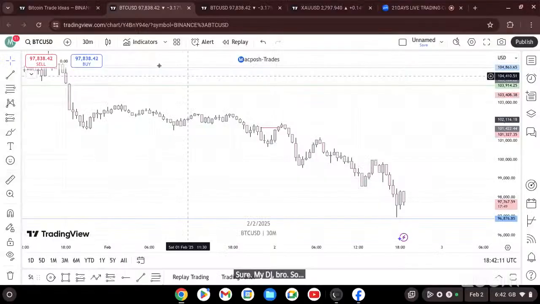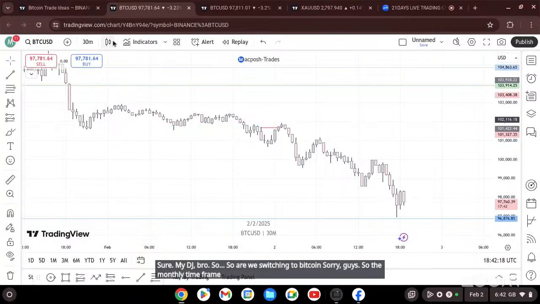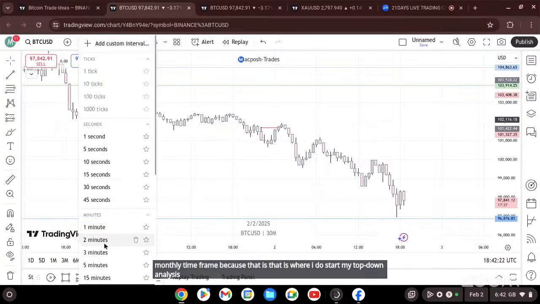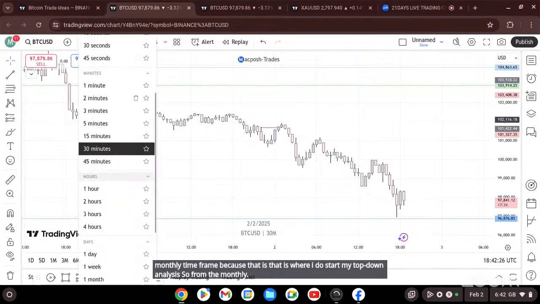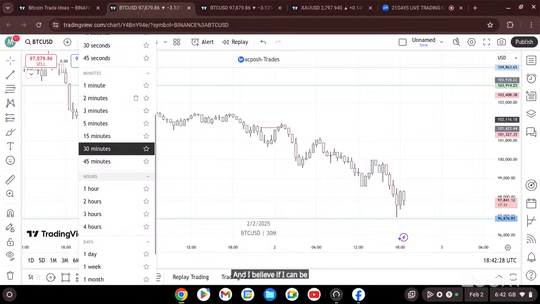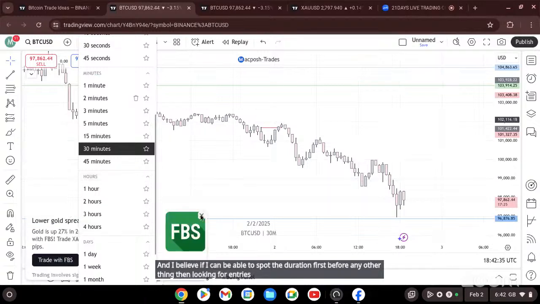So I'll be switching to Bitcoin, sorry guys, to the monthly time frame, because that is where I start my top down analysis. From the monthly, I believe if I can spot the direction first before anything else, then looking for entries will not be a problem for me.